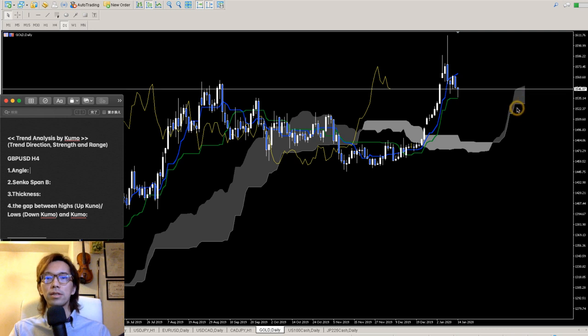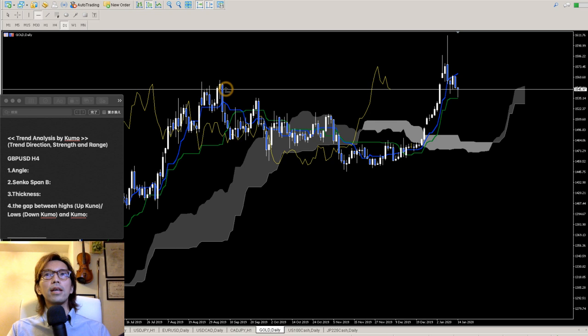The Kumo is just becoming horizontal now. Senko span B is flat, right? B is flat. And also Kijunsen is flat. So that means the market can either go up or down, and we never know in this case. Overall, it's still a bullish momentum, so we better look for a buy in this case, rather than sell in this situation. But we're not sure exactly when it's going to be pushed back.